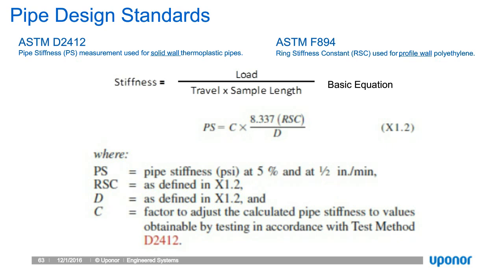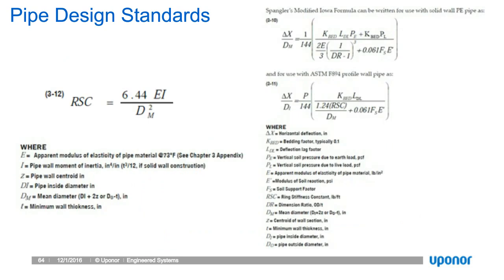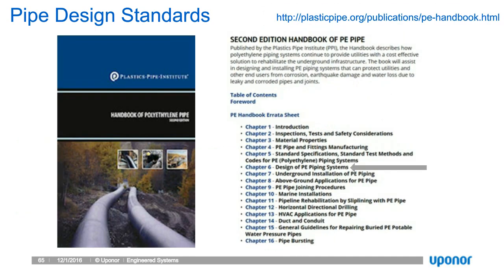But all pipe design is in accordance with PPI, Plastic Pipe Institute, Chapter 6 for solid wall and Weholite. And as you can see there, the deflection and performance of that pipe, buckling, strain, they're all based on Spangler's modified Iowa formula. And I encourage everyone to visit Plastic Pipe Institute if they'd like to understand a little bit more about pipe design for both structural profile wall, F894 pipe, and solid wall pipe.